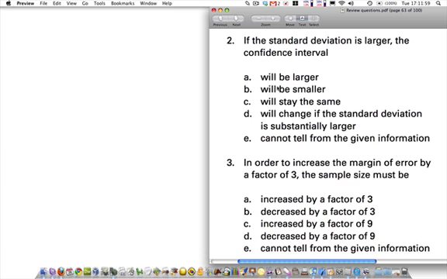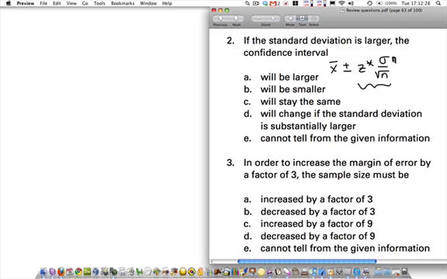Okay, and we'll clear that mess off. If standard deviation is larger, confidence interval will be larger, will be smaller, will stay the same, will change, and so on. Okay, well, take a look at the formula. What is the formula for the confidence interval going to be? It's x bar plus or minus the magic z sigma over square root of n. Okay, and this is what controls how wide the confidence interval is.